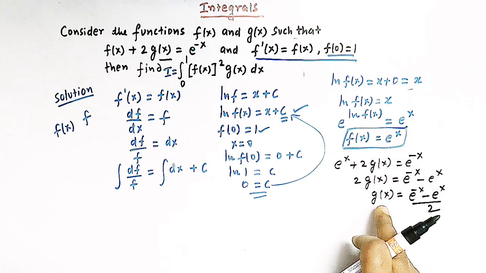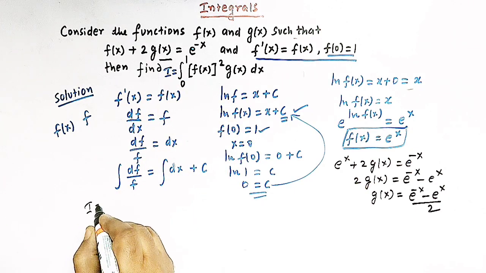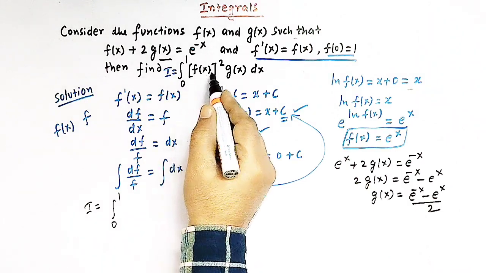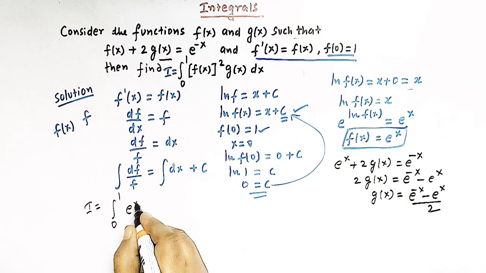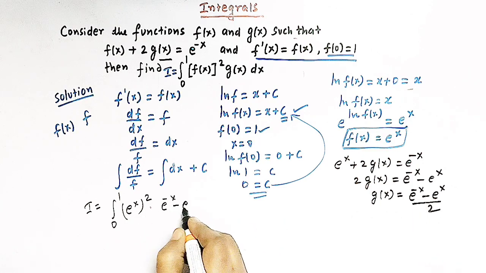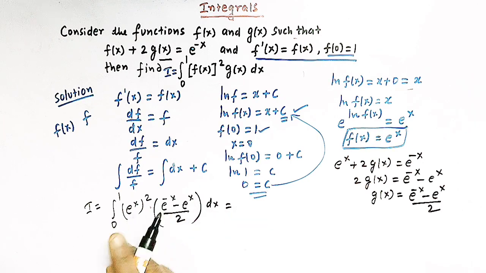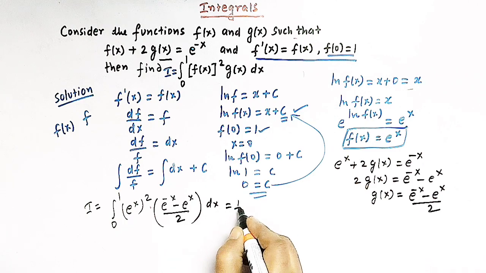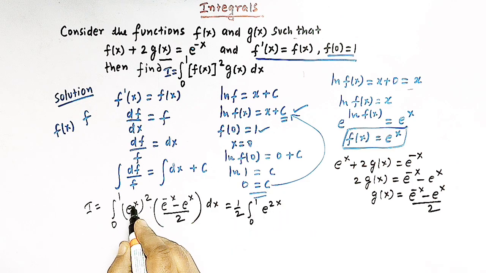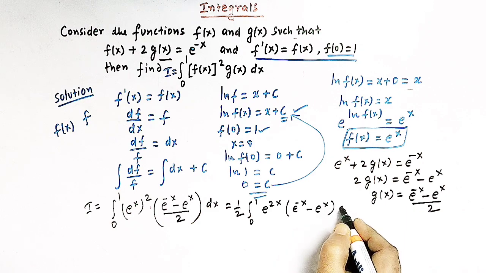Let us substitute these two functions in this integral. Now we can write I is equal to the integral from 0 to 1 of the square of f of x, that is e raised to x squared, and for g of x we have e raised to minus x minus e raised to x over 2, and here we have dx. Let us simplify it. We can take half outside the integral. We have 0 to 1 e raised to 2x times e raised to minus x minus e raised to x dx.